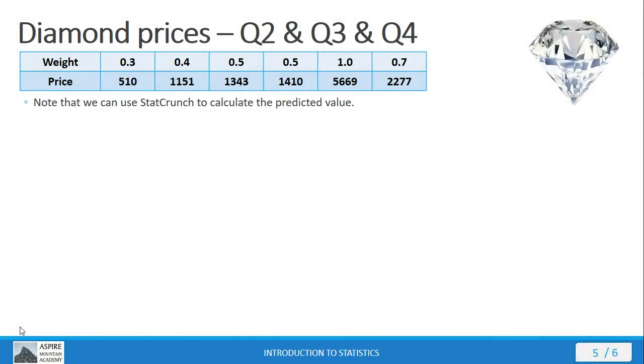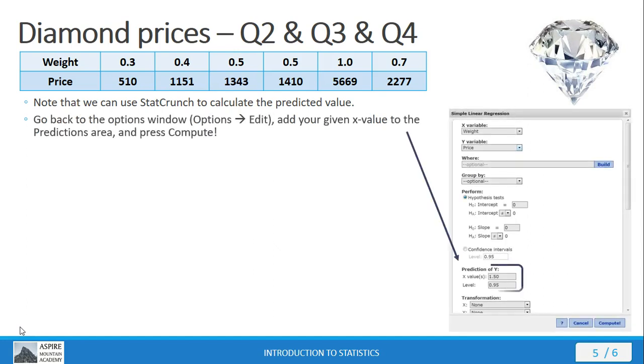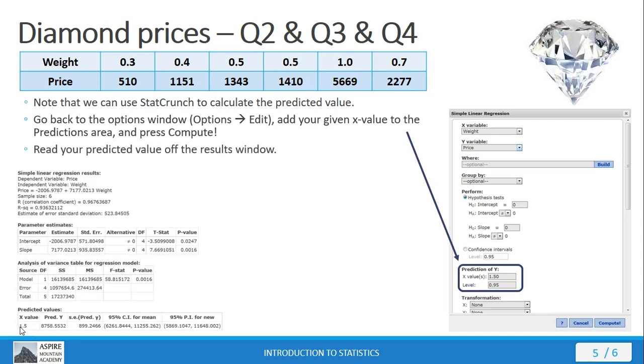So now we know we can use the model. Let StatCrunch do the heavy lifting for you. So go back into your options window, go down to this prediction area, put in 1.5 for the x, and then go down and hit compute. And then your prediction is going to come right off the results window. Notice there's a new prediction values table below the ANOVA table. And so this value right here is your new prediction, $8,758.55. That's the predicted value.